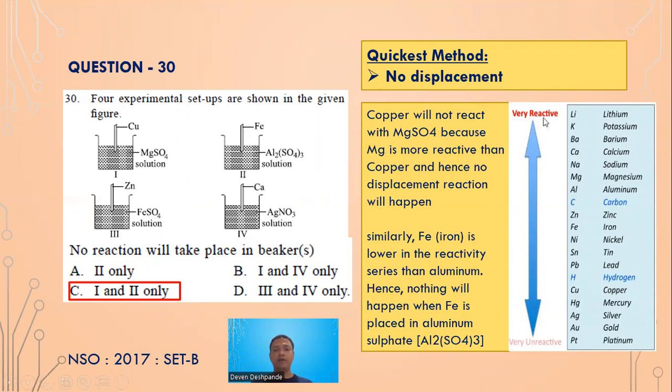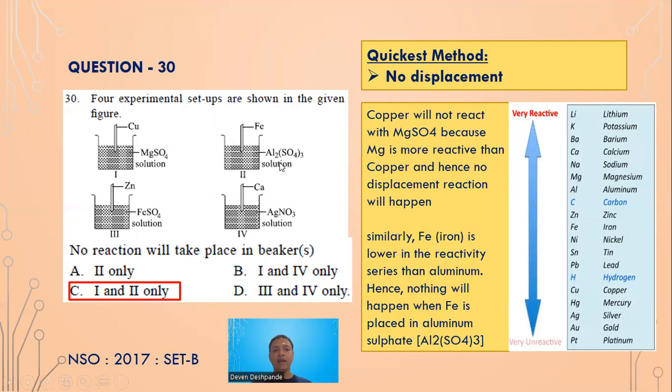the table where some of the elements are very reactive and some of the elements are not reactive. No reaction will take place in 1 and 2. Why? Because magnesium is of higher reactivity than copper. Magnesium is here at the top, copper is here at the bottom. When you place copper in MgSO4, no reaction will take place because magnesium is not going to lose sulfate ions, isn't it? This will not break. No displacement will happen because this bond is very strong, because magnesium is very reactive. It will not let loose of sulfate ions. So this will not break, and hence there will be no reaction between copper and magnesium sulfate.